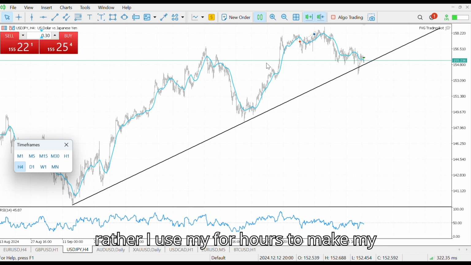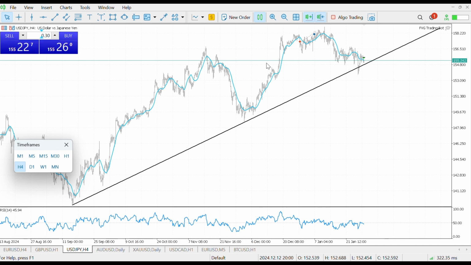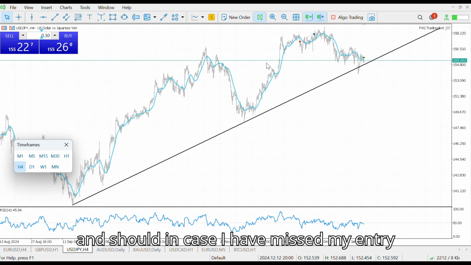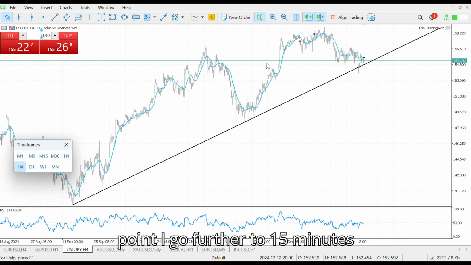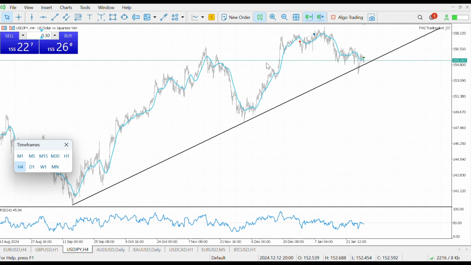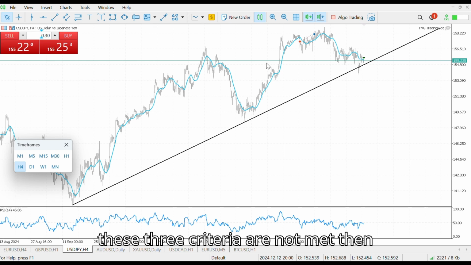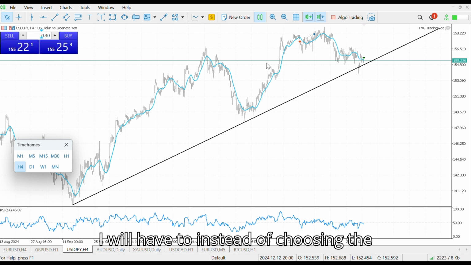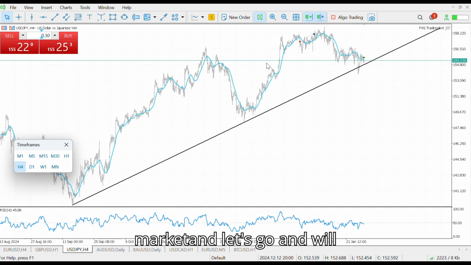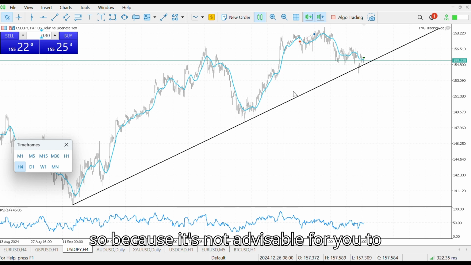I use my 4 hours to make my analysis, and then the 1 hour to check for signal entry points. And in case I have missed my entry point, I go further to 15 minutes to look out for a retracement move, to see if there's a way I can get another entry point to take that particular trade. And if these three criteria are not met, then instead of chasing the market, I will let go and allow the market to go its way, because it's not advisable for you to chase the market.